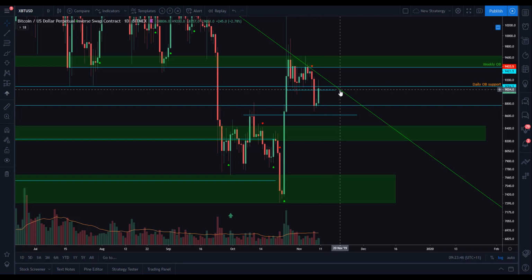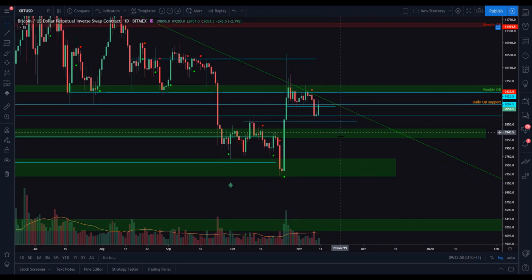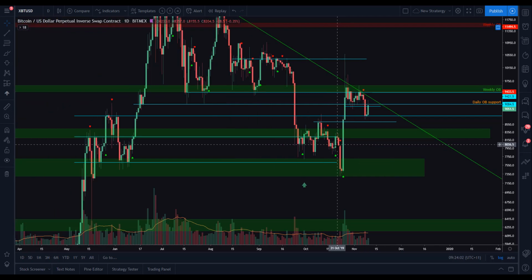If we can't get a 4 hour close at least above this 980 level, I consider it to be quite bearish still and be looking for more downside continuation inside this range here, the trend line, sorry, and probably test the mid level of this range down here at this 8.2 level.